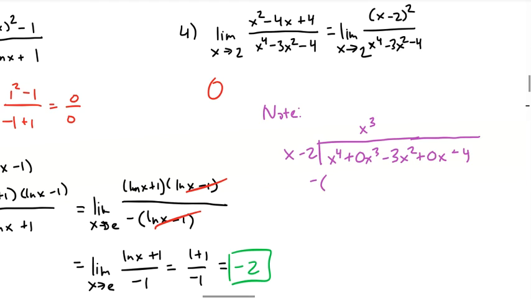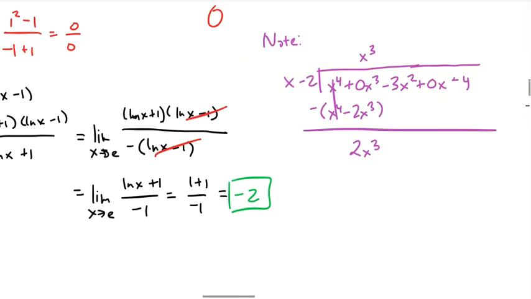And then x cubed times x is x to the 4th. x cubed times negative 2 is negative 2x cubed. Subtracting this out, these two will cancel out, and we're just going to have a positive 2x cubed. 2x cubed divided by x is 2x squared. So we're going to write that out, and then we're going to bring down this negative 3x squared. And we're going to have 2x squared times x is 2x cubed. 2x squared times negative 2 is negative 4x squared.